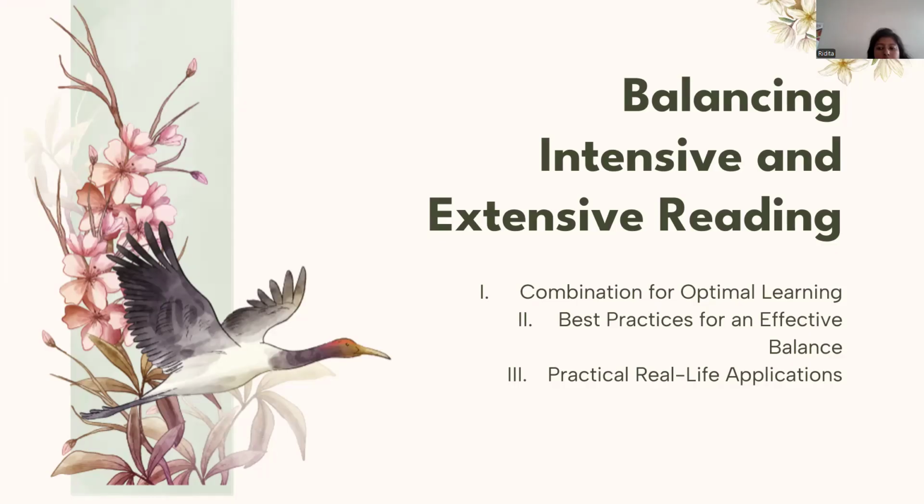Best practice for an effective balance: choose appropriate texts like short stories, newspapers, and academic books. Students can also watch English movies. Those help them to balance their fluency and accuracy. So, encourage a dual approach.